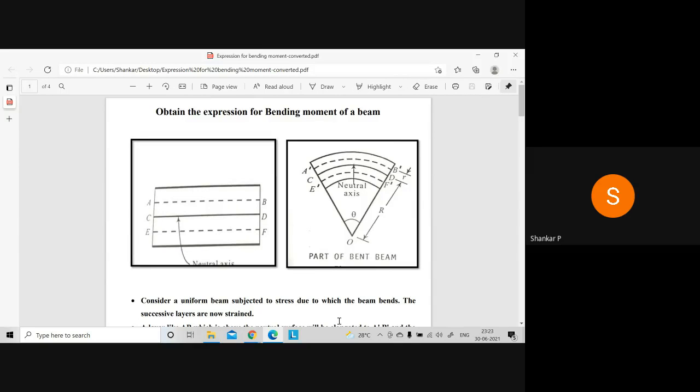Dear students, today we will learn the expression for bending moment of a beam. Let us consider a beam MN.